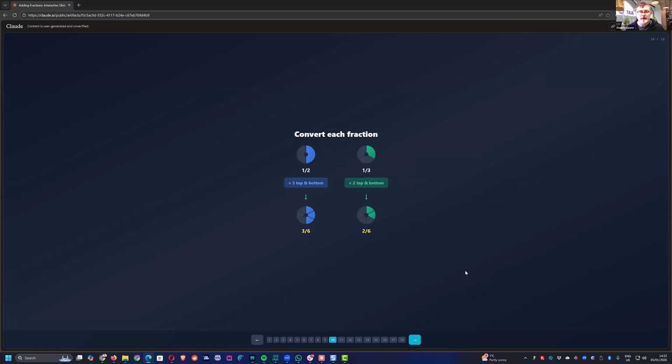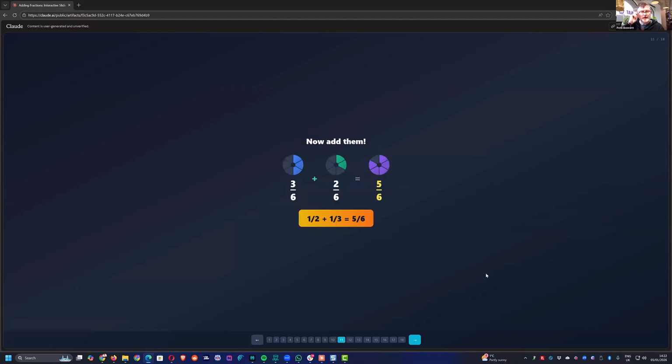So we just convert each fraction. A half times 3 becomes 3/6, because you multiply the top and the bottom by 3. On the next one, we just multiply by 2. So 1 times 2 is 2, and 3 times 2 is 6. So you can see here that we've basically got 6 as the common denominator. Easy, eh? All right, so now let's add them.